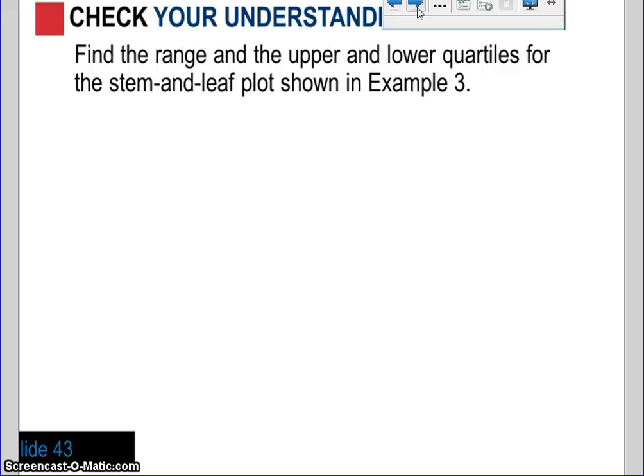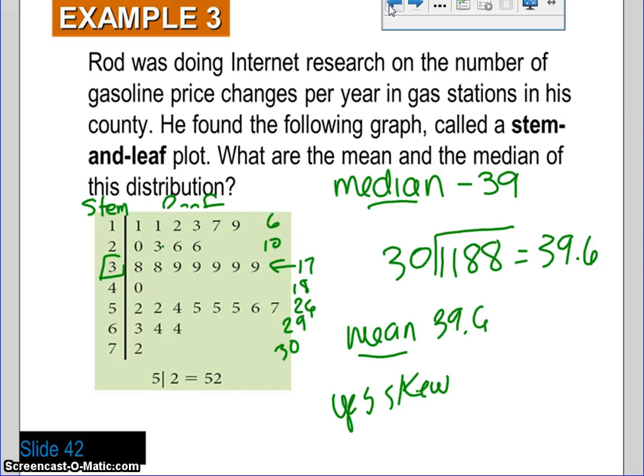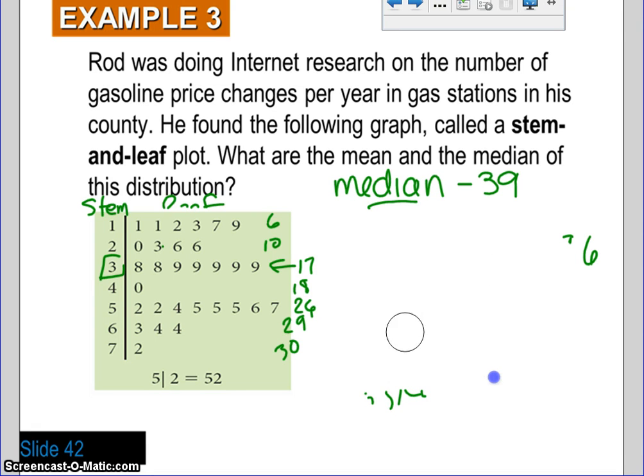All right, it says find the range of the upper and lower quartiles for the stem and leaf plot. So basically we need to take a look at it and find out what is the upper quartile, what is the lower quartile. So we remember that quartiles are all about the medians. So I'm going to go ahead and erase some of this stuff. We don't need it for this question. But we do want to remember the mean, or the median, I apologize.